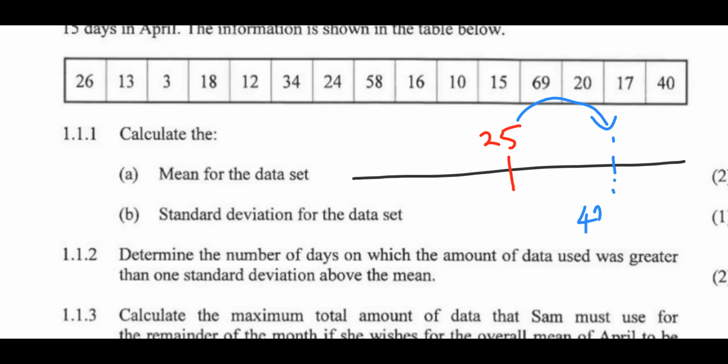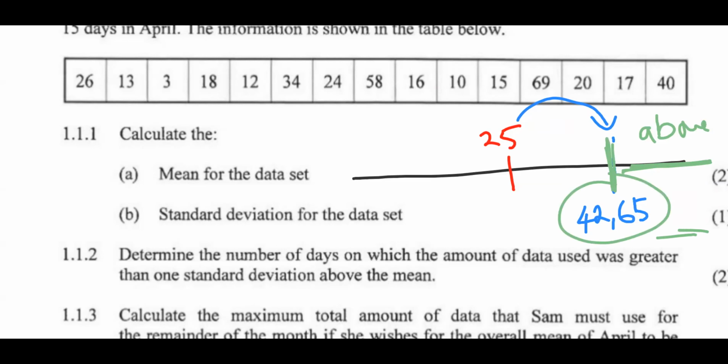42.65. Thank you so much. Okay, now all the data that is greater than 42.65, this is the data that they're talking about, that is above 1 standard deviation. Because we've added 1 standard deviation, and now we check what this barrier is. And so now all the data that's greater than this lie above 1 standard deviation. So let me count how many of these days lie in that bracket.